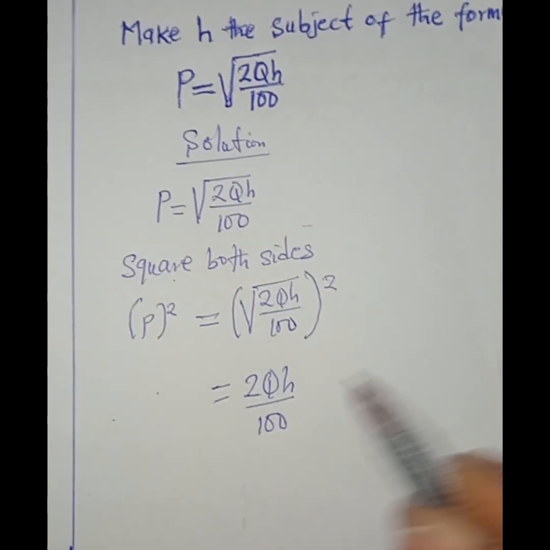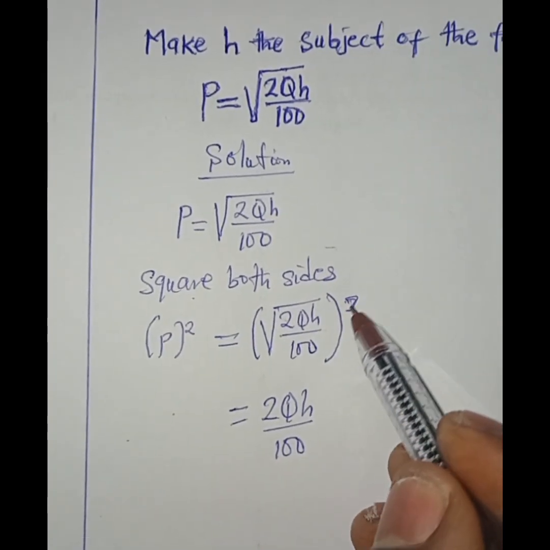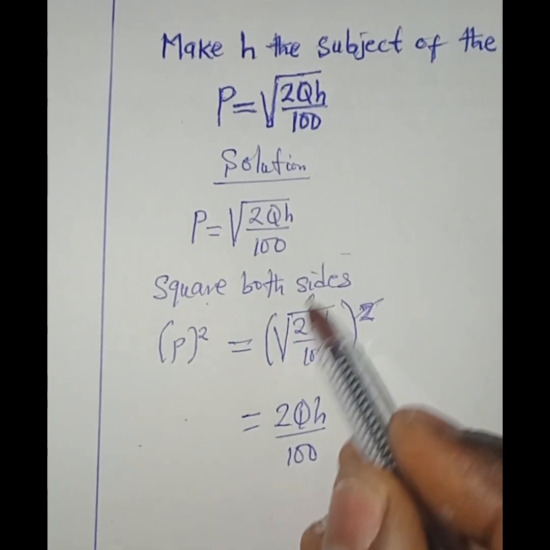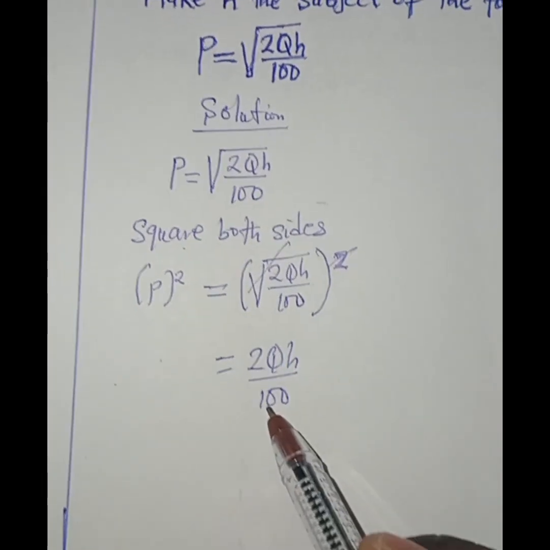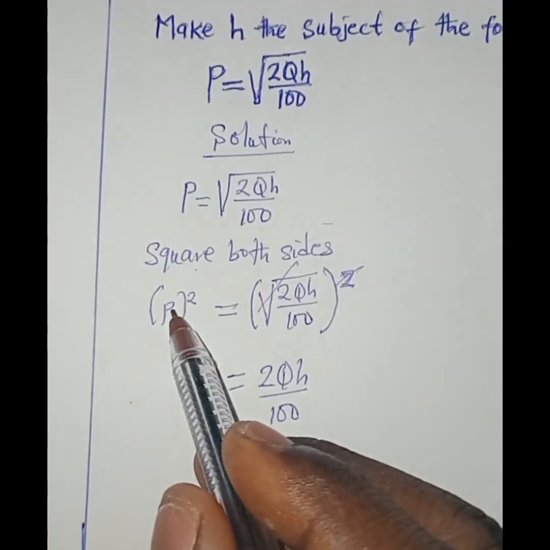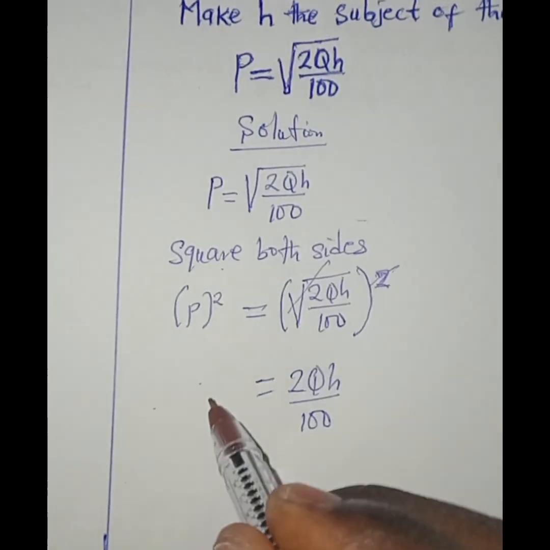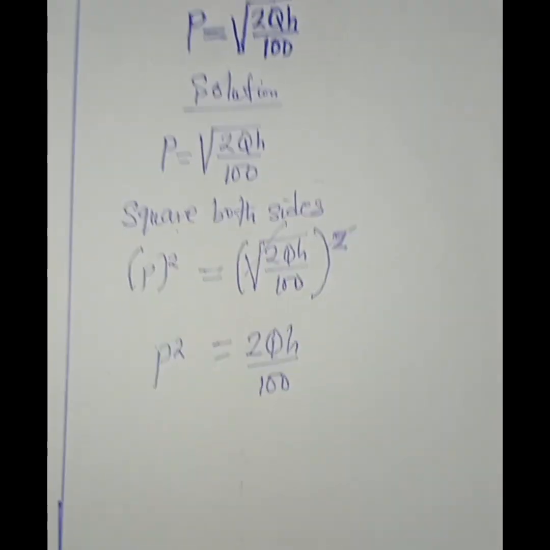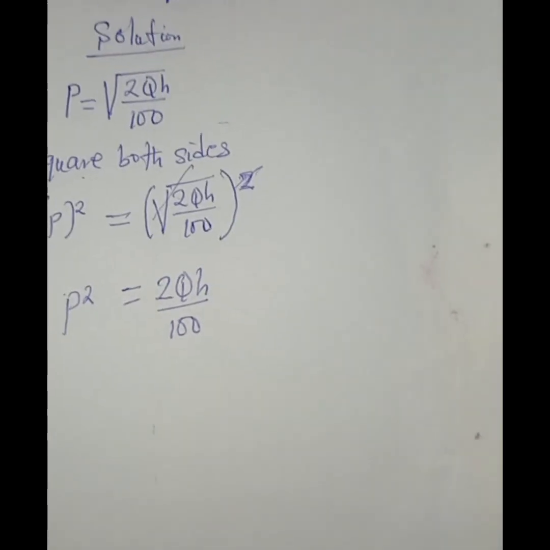Remember, this square has cancelled this square root. That's why we arrive here. Now on this side, this will become p square. Are you getting it? Now we are getting closer.